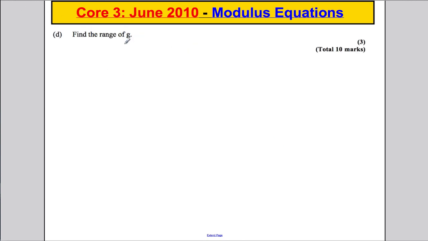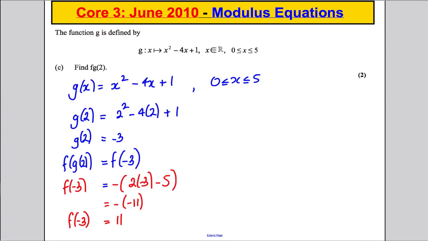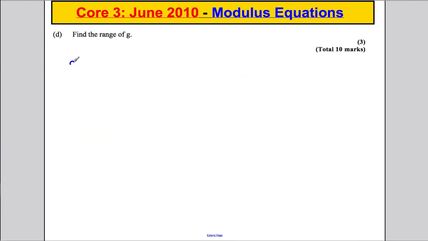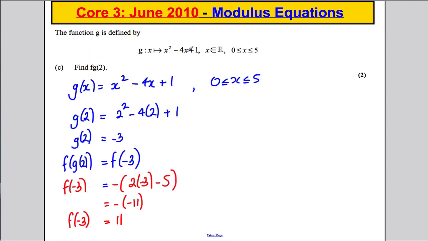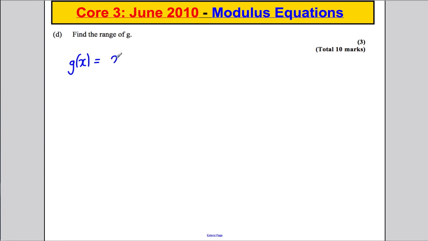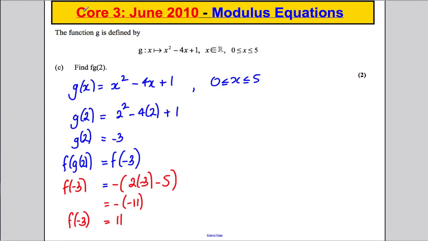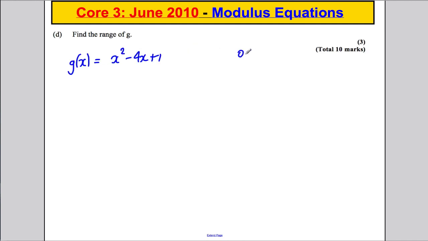And it says work out the range of g. So looking back here, we've got our function g of x is equal to x squared minus 4x plus 1. And we've got to be careful, x is between 0 and 5. So 0 less than or equal to x less than or equal to 5.